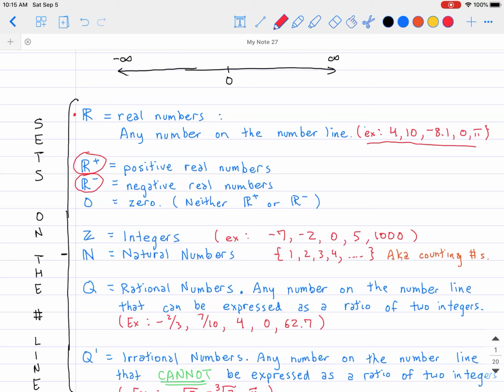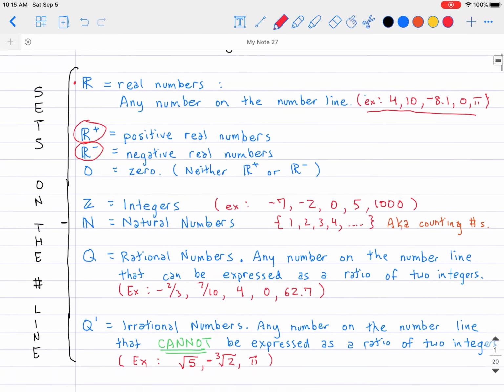Okay. Now we talk about positive real numbers and negative real numbers. Are there such things as imaginary numbers? The answer is yes, but we're not going to talk about those right now because that's going to be another topic, another subject, another time.